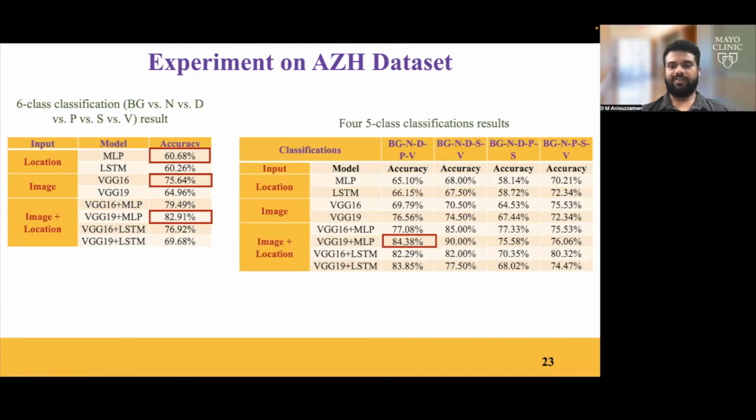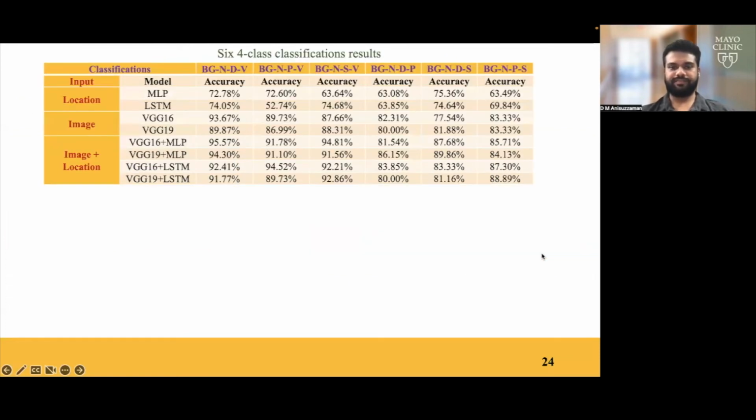So we performed another 5-class classification, and there are different 5-class classifications. As you can see, there are four 5-class classifications and one 6-class classification, and in all these cases, the location and the multimodality give us the highest result. Then we did six 3-class classifications.